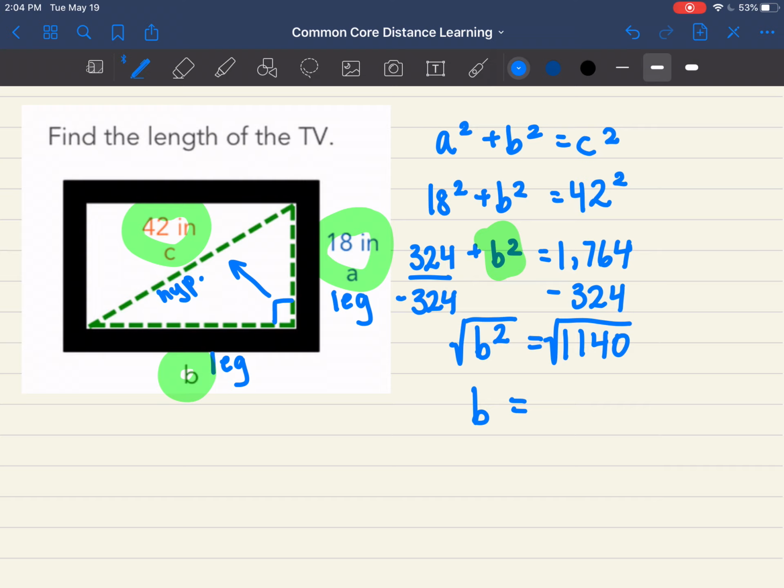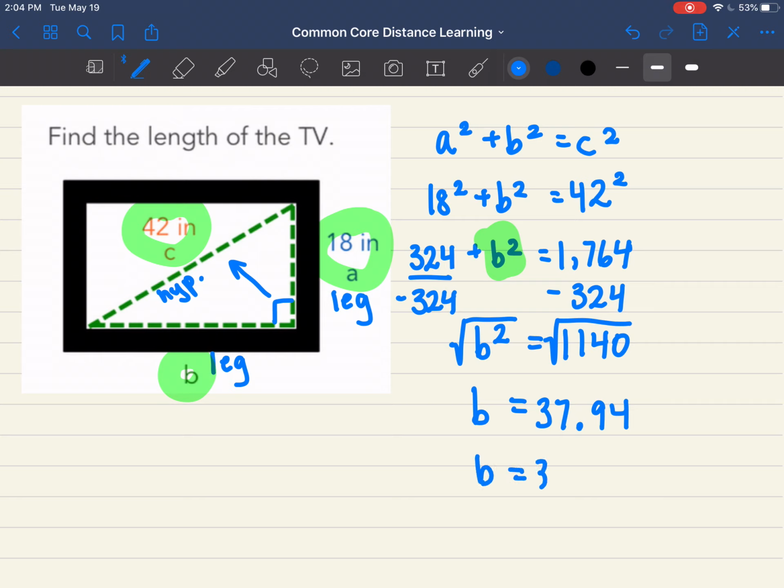To do that, I plug that into a calculator. I know that's not a perfect square. I don't know how to solve that on my own. So I'm going to plug into my calculator the square root of 1,140. It's going to give me a big long number with a lot of numbers after my decimal point. So with that, I'm going to write 37.94.